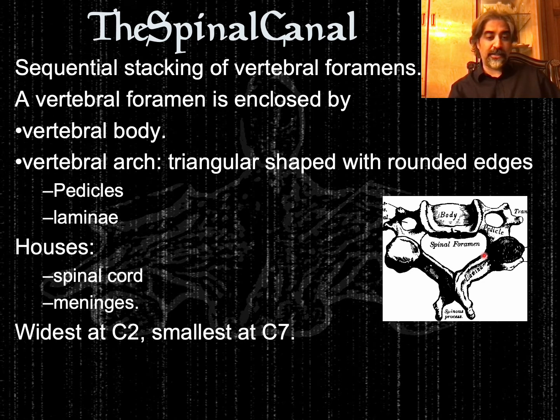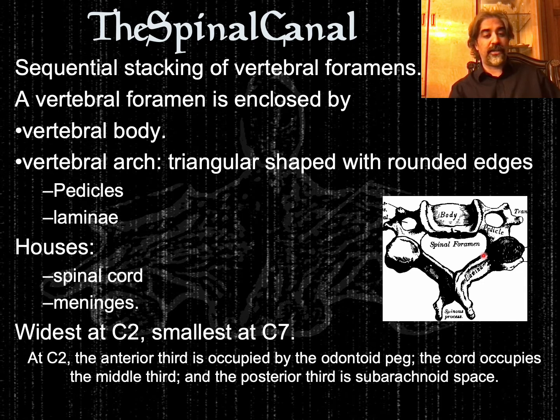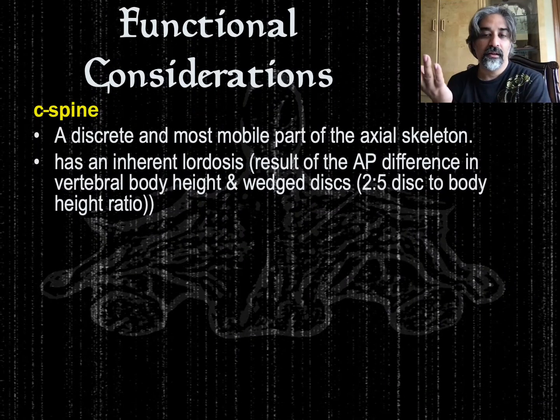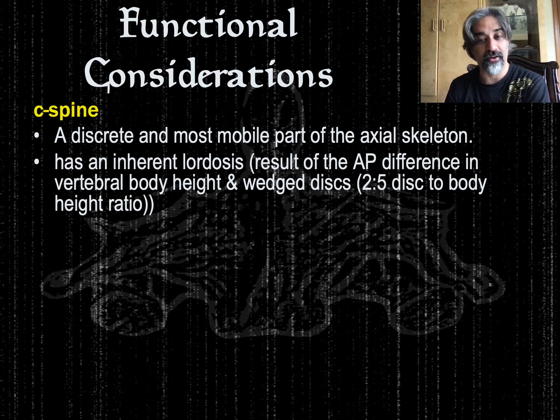It's widest at C2 and smallest at C7. And at C2, the anterior third is occupied by the odontoid peg. So functional considerations. The cervical spine is discrete, and it's the most mobile part of the axial skeleton. It has an inherent curvature of a lordosis.